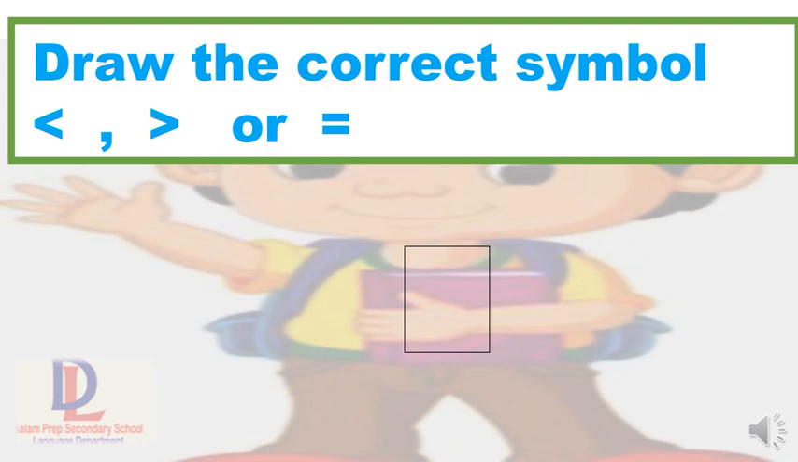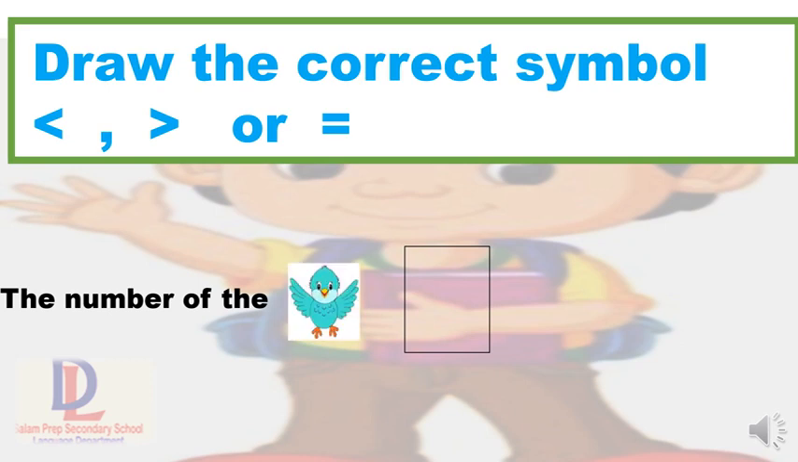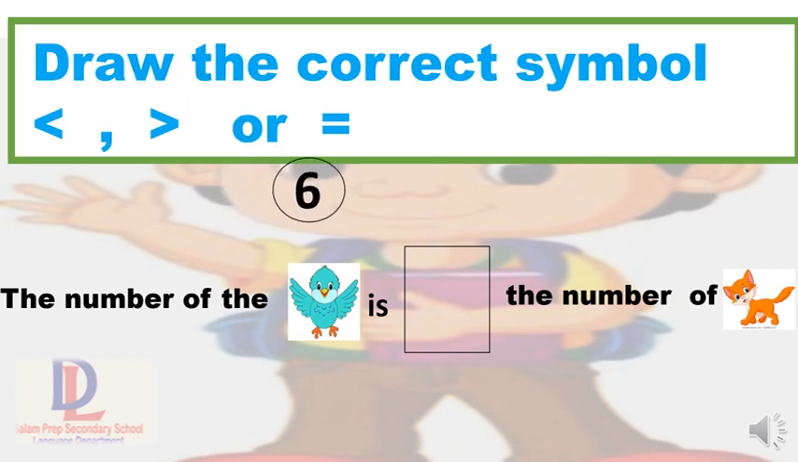Now draw the correct symbol: less than, greater than, or equal to. The number of the birds is space the number of the cats. Do you remember the number of the birds? Yes, excellent. The number of the birds was 6. The number of the cats was 4. So the number of the birds is greater than the number of the cats.